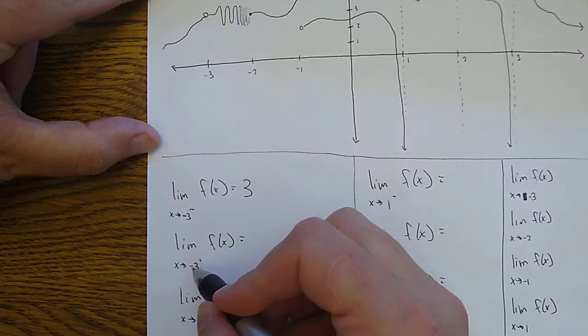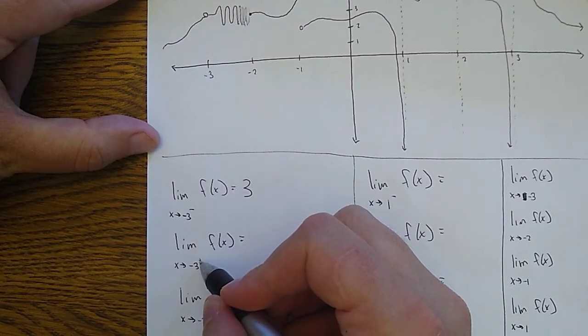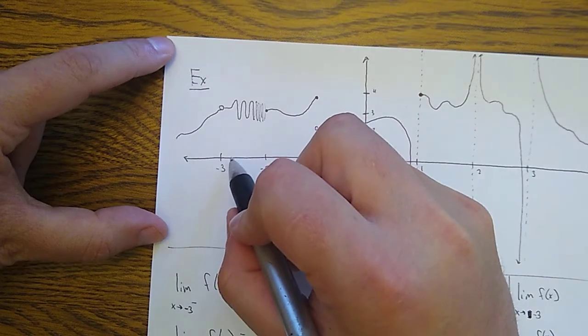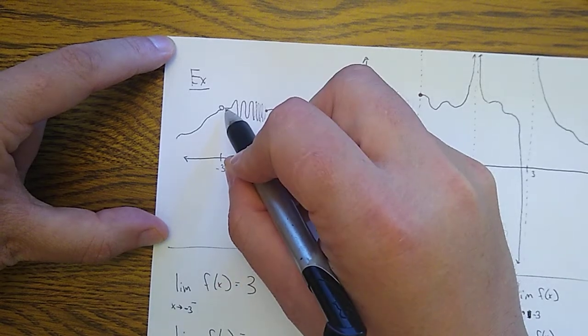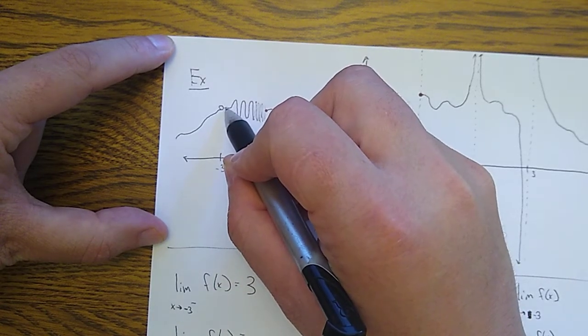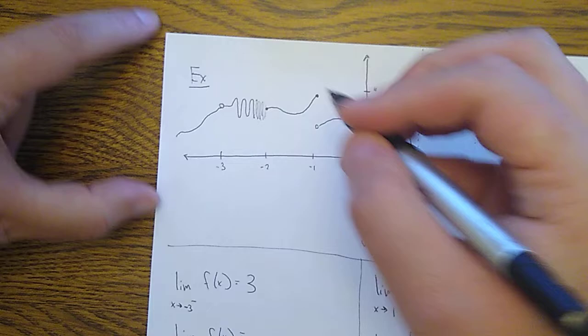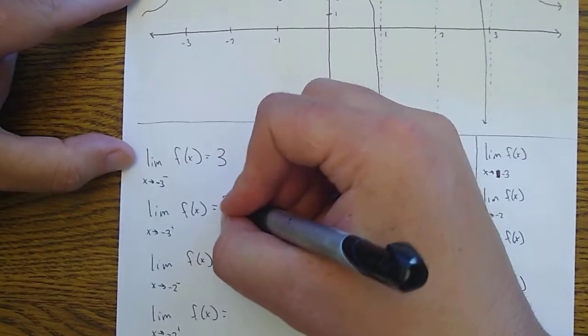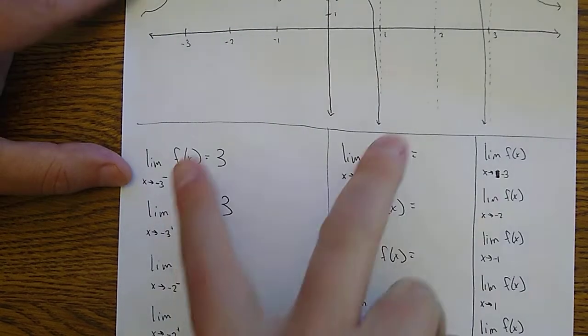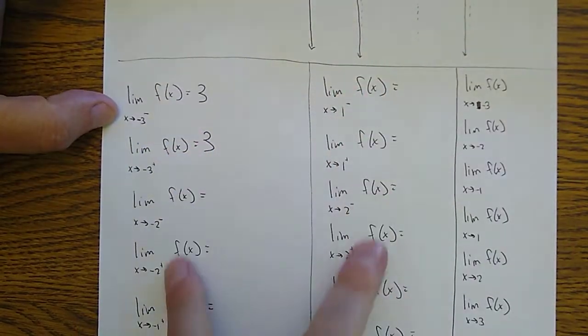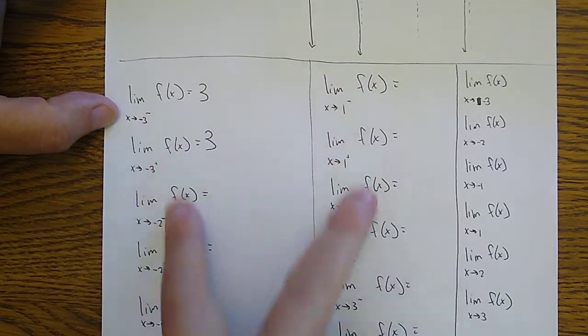Similarly, if I go -3 from the right, now I'm looking at values of x that are close to -3 but to the right. If I go up here, it looks like it's close to the same point. It looks like it's just a 3.